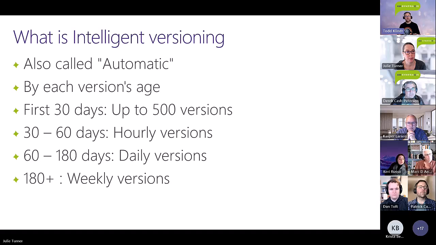At 60 days, it gets rid of all of the versions except for the first version of each day. So you have daily versions. And then at 180 days, or 6 months, you get weekly versions. So you get the first version that showed up during the week. I think the week starts on Sunday. That's more generous than I expected it to be.